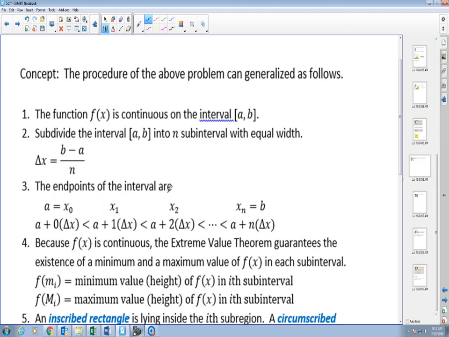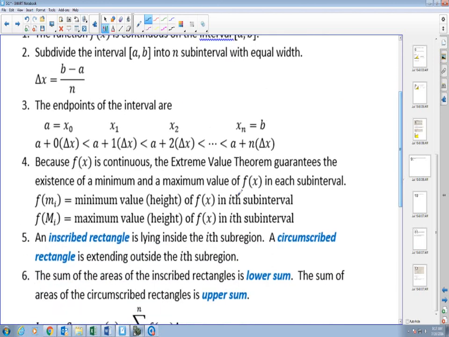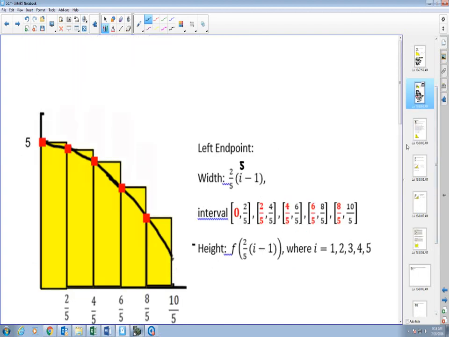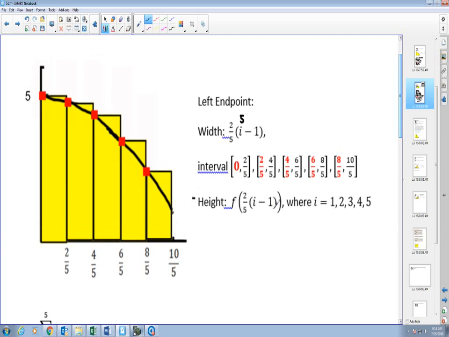Now the endpoints of the intervals. What's confusing is the right endpoints and the left endpoints, but if you really think about it, the endpoints actually duplicate after a while. If I go back to our previous example, you see the 2/5 here in the second interval. That's the left endpoint, but it is also the right endpoint of the first interval from earlier.